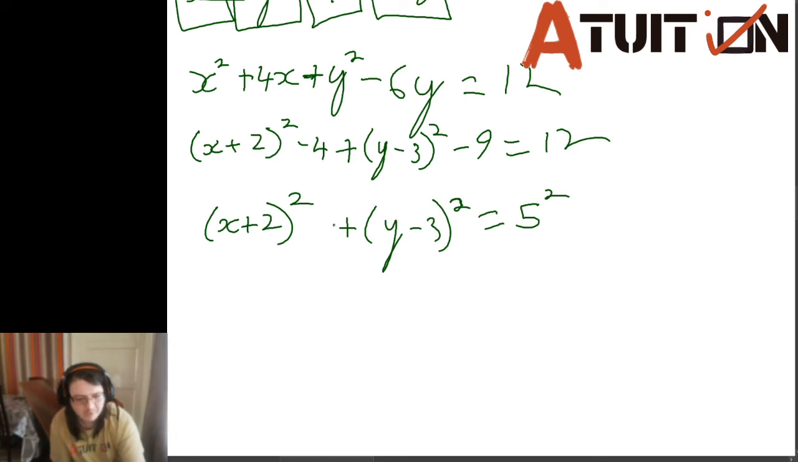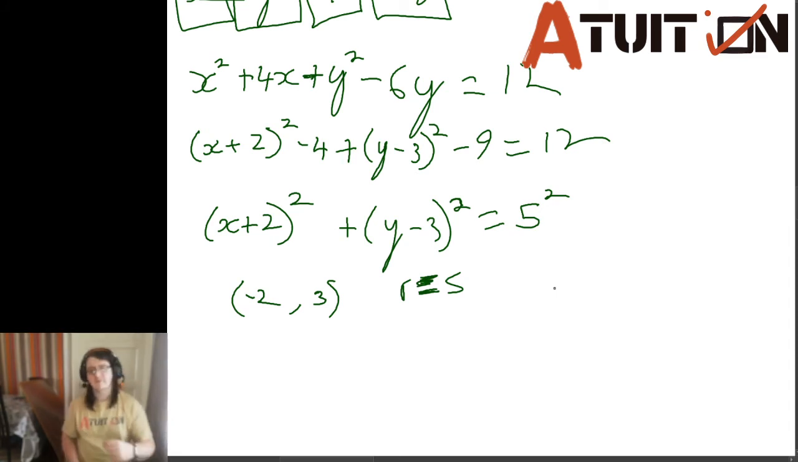So we know the coordinates of the centre is (a, b), where this is minus a, this is minus b. So a is -2, b is +3. So that's the coordinates of the centre, and then r is 5. But what are the intercepts? What in the world are the intercepts?